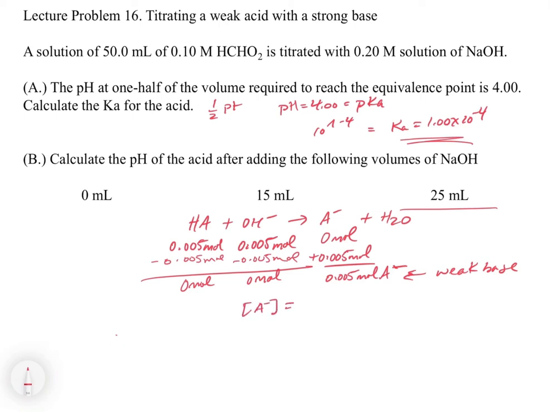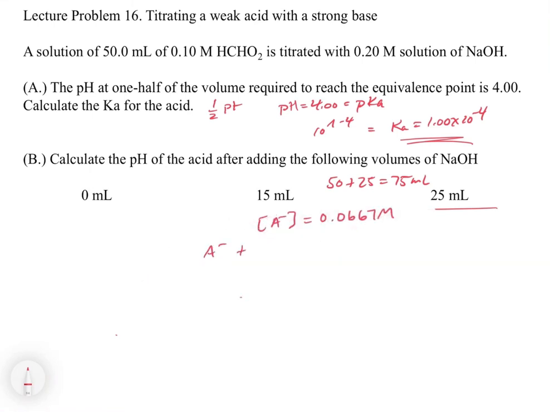And so what I'm going to do is get my concentration of that weak base. The concentration of A minus in this case is going to equal 0.005 moles divided by my total volume. My total volume is 50 mils plus 25 mils, which is equal to 75 mils. So I divide this by 0.075 liters, and this gives me 0.0667 molar. We figured out that our concentration of A minus was 0.0667 molar.